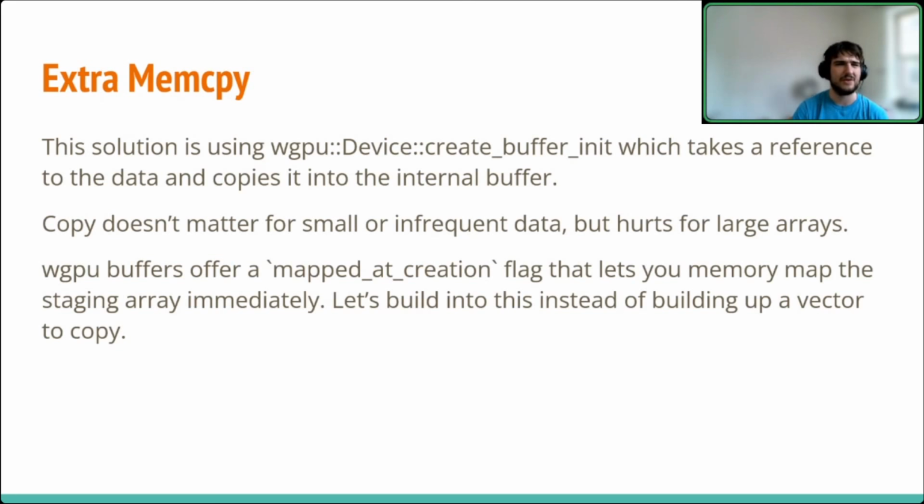Copy doesn't matter for small and infrequent data. If you're uploading 64 bytes, just use create buffer init. But we're uploading 5 megabytes a frame. WGPU and WebGPU, by extension, offers mapped at creation, which is actually what create buffer init does internally. It allows you to get a pointer to this staging buffer. And so let's just make a buffer, get the pointer to the staging buffer, and write the data in there as is. We know the count already.